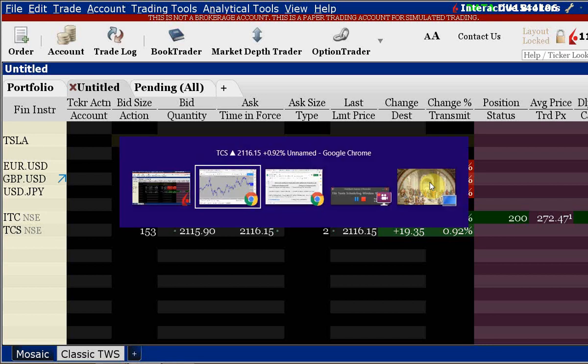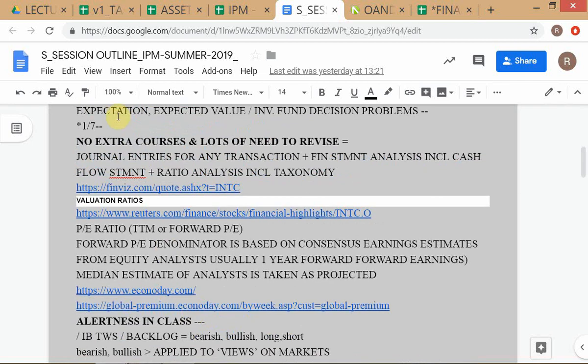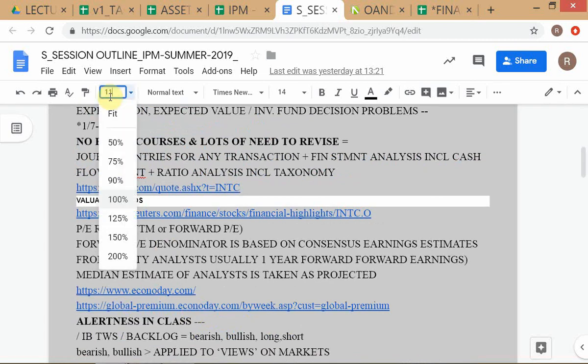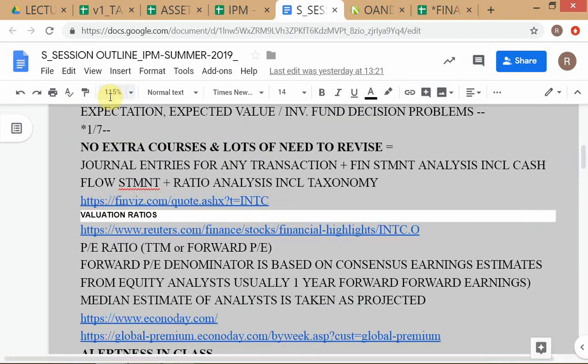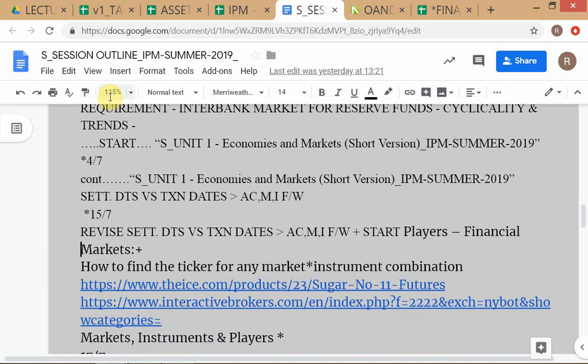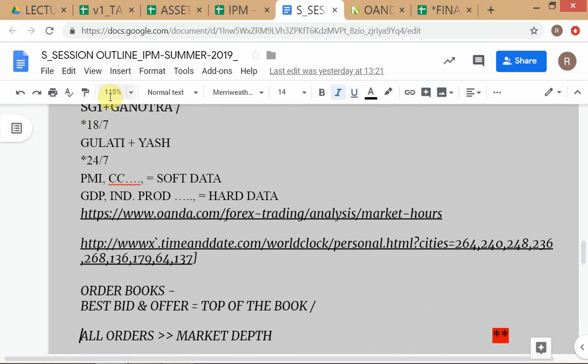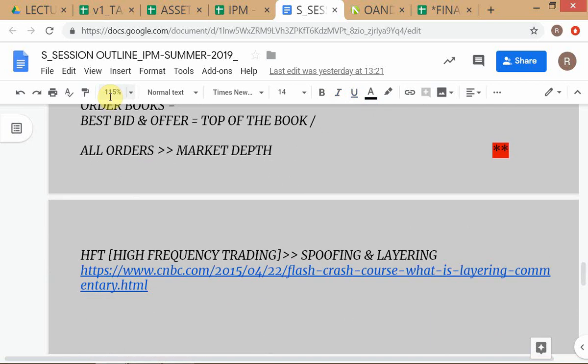All right, we're just going to continue here. The last point we were discussing yesterday was that we looked at market depth and all that, and we were looking at spoofing and layering.